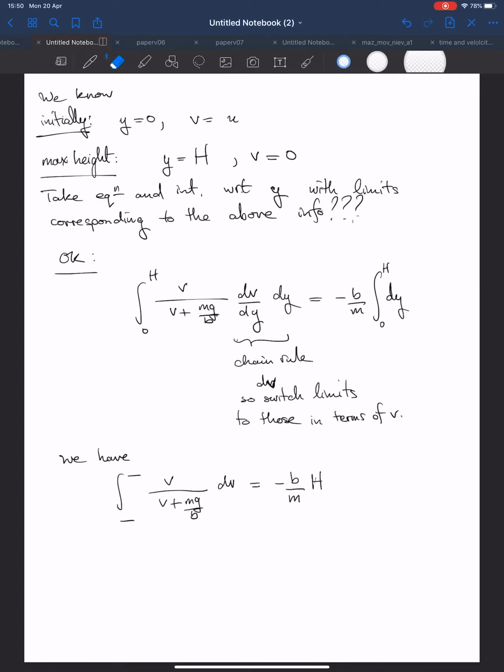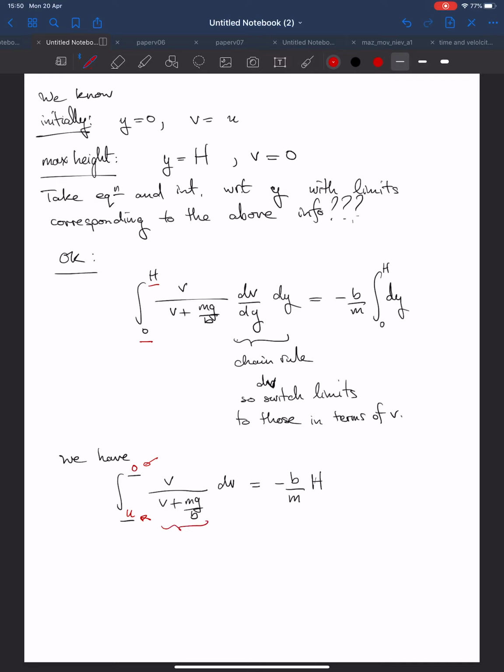Well, I know that when I have the limit 0 height, my initial speed was u. Very good. And I know that when I'm at max height, my speed or velocity is instantaneously 0. So 0 and u are my upper and lower limits respectively. Okay, so great. What about this integral?